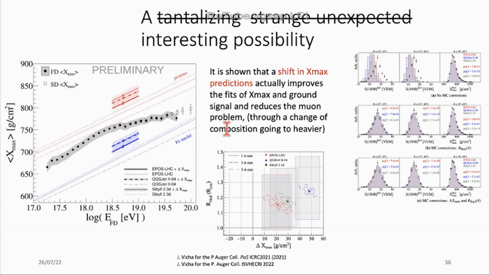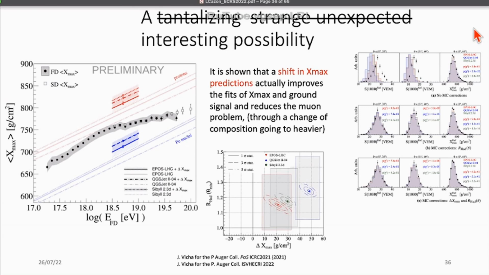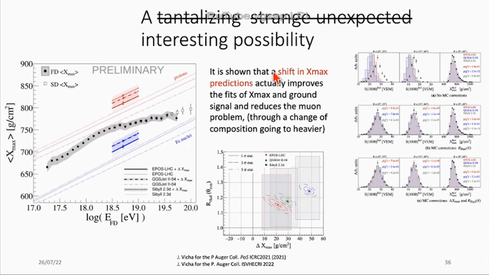And then there is a tantalizing possibility, which has been reported in the last ISVHECRI conference and also in the last ECRS. And these are preliminary results by Auger. It looks like the best fit to describe the distribution of Xmax and signal in the surface detector. If you allow some freedom to move the Xmax, a rigid shift in Xmax from the models, you would obtain a much better fit.